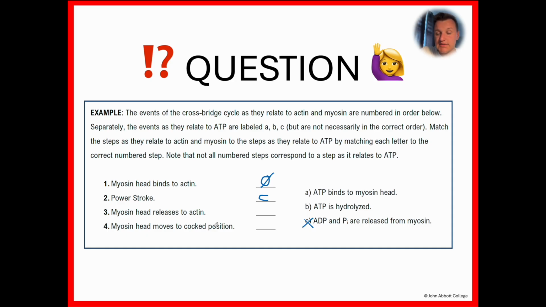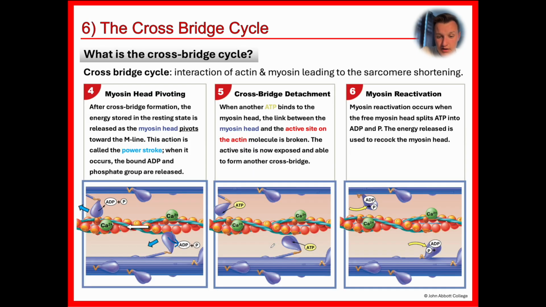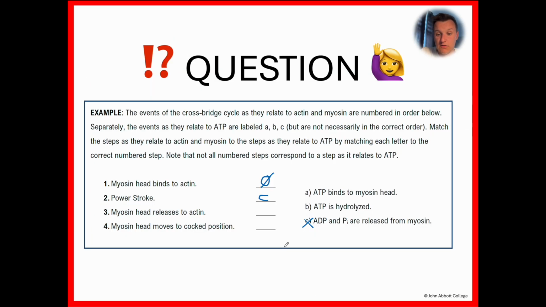So now we got this one. Myosin head releases from actin, right? So let's go back here. Once the power stroke is done, the myosin head releases from the actin and it moves away. Here it's attached, here it's not. So when does that happen? That happens when a new ATP gets brought into the myosin head. So over here, ATP binds to the myosin head, right? So this is A.